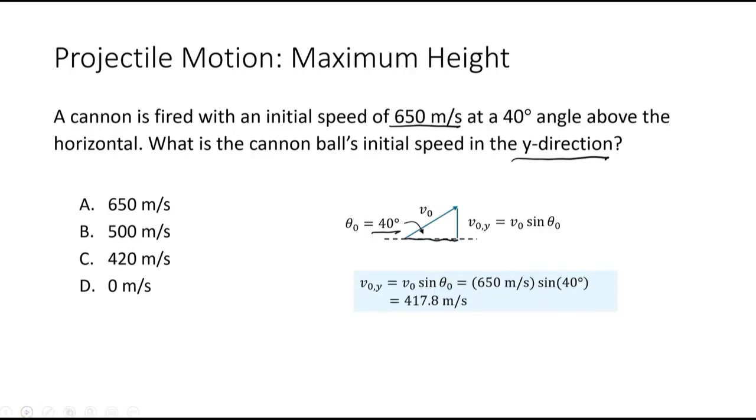Okay, from there it's pretty straightforward. We just want to plug in that v naught, the launch speed, is 650 meters per second. The launch angle is 40 degrees. You want to make sure your calculator is in degrees, and you should end up getting 417.8 meters per second, which, looking at our answer choices, we could round to 420 meters per second and pick answer C here.